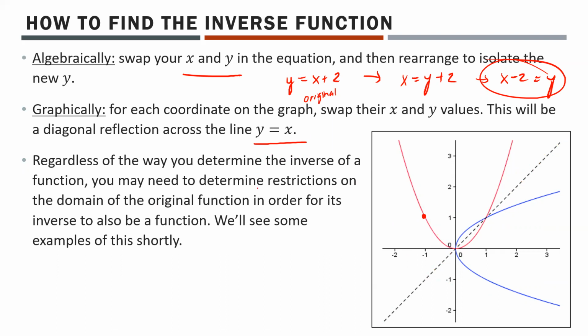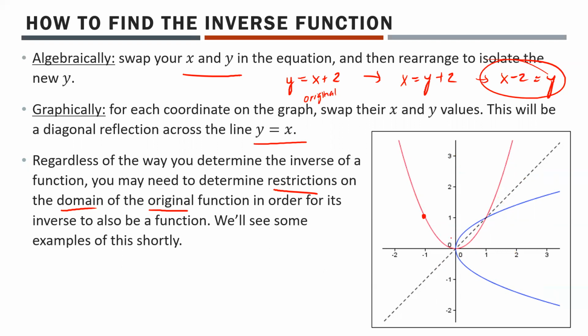Now, regardless of the way you determine the inverse of a function, you may need to determine restrictions on the domain of the original function in order for its inverse to also be a function. Generally speaking, in this course, we want to deal only with functions. Like this original graph fails the horizontal line test, and its inverse, of course, would fail the vertical line test. So this inverse, this blue graph here, is not a function, but we would like it to be a function.